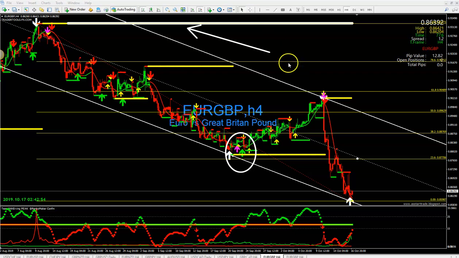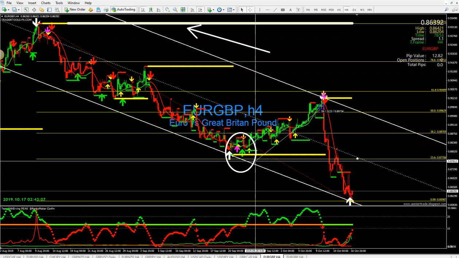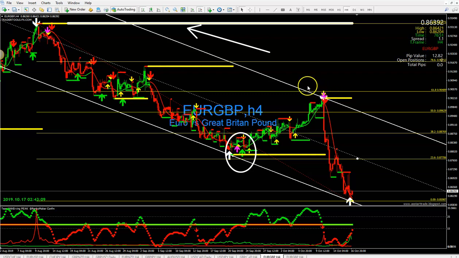And this, I remember what I said earlier, it's a pullback, in my opinion. So in here, it gave us a pullback of 212 pips. And then what else do you see here? This is when a lot of you guys were freaking out. They go like, oh my God, the market is bullish. The market is bullish.